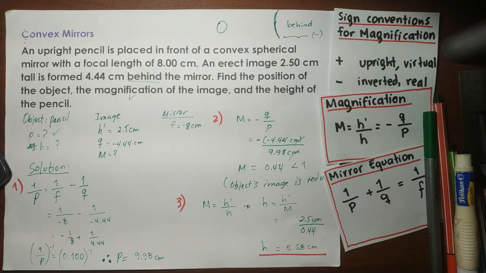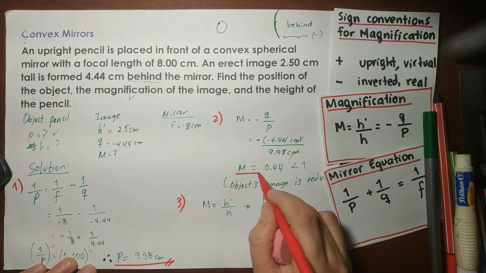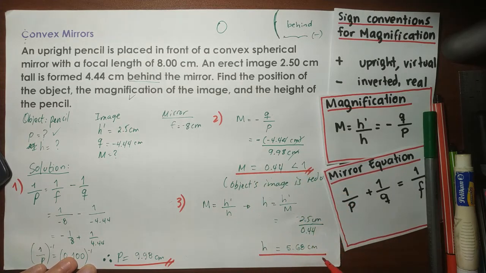Okay, so basically you have to use the mirror equation and magnification as you have been using it, but this time you have to consider the position of the object against the mirror. And remember, if it tells you that it's behind the mirror, the sign should be negative. Now let's do one more example.